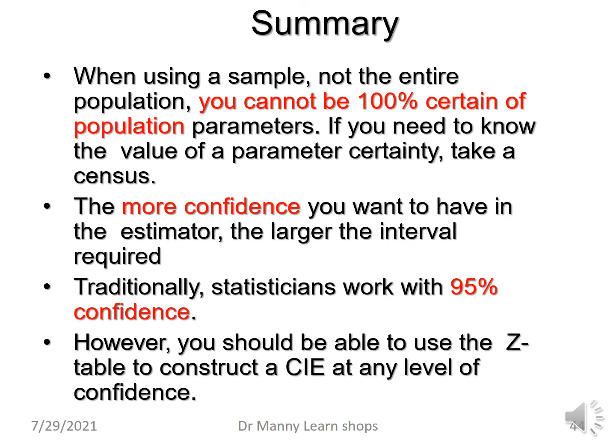So in summary, when using a sample, not the entire population, you cannot be 100% certain of population parameters. If you need to know the value of a parameter with certainty, take a census. The more confidence you want to have in the estimator, the larger the interval is required. Traditionally, statisticians work with a 95% confidence. However, you should be able to use a z-table to construct a confidence interval estimator at any level of confidence.